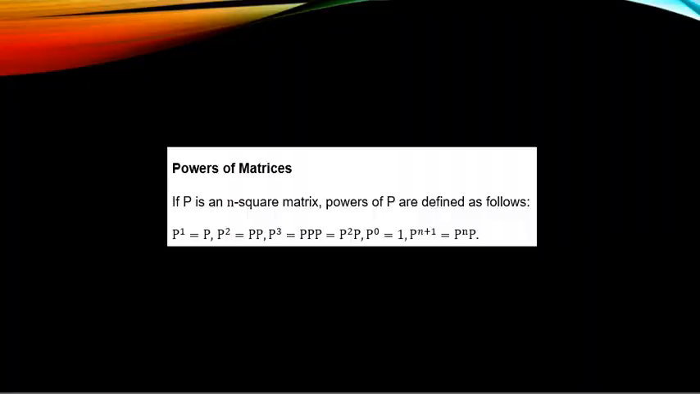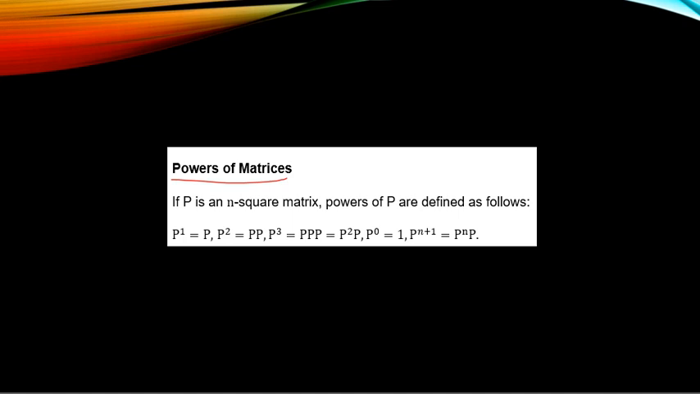Okay, so it's two concepts. Let's do the first one: powers of matrices. If P is an n square matrix, in other words, P is a square matrix, powers of P are defined as follows. This means the matrix is raised to any integer.